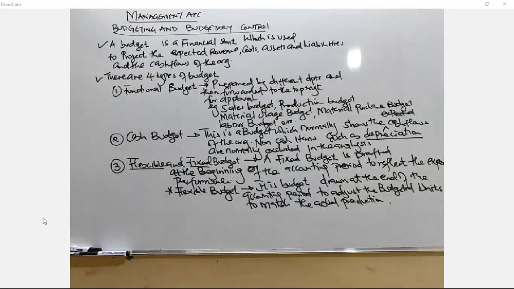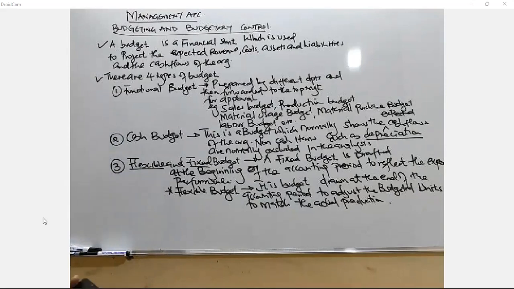The reason is that every time you see you are hitting the target of the organization, it means you are on the right direction. So that is the reason as to why flexible budgets are prepared. These are the main types of budget which are normally tested.